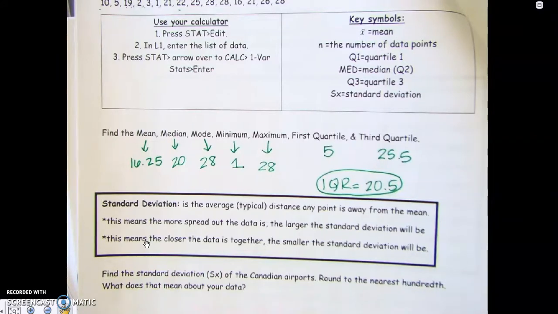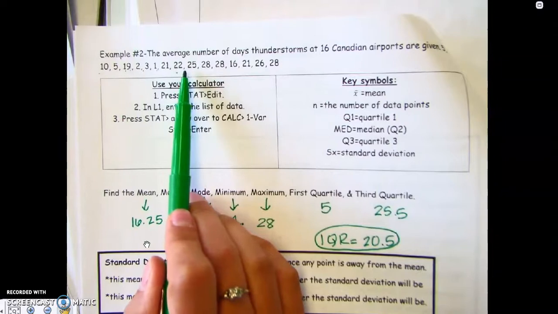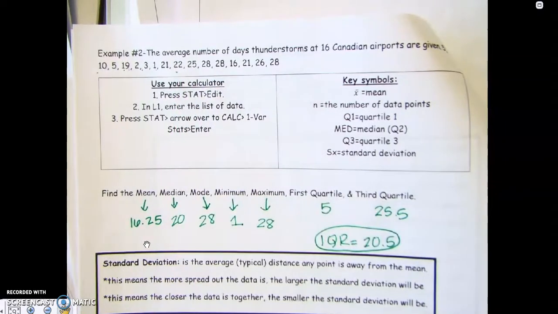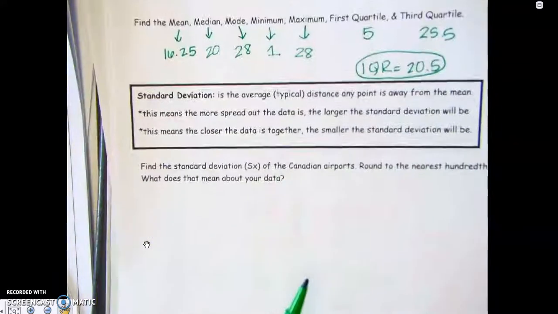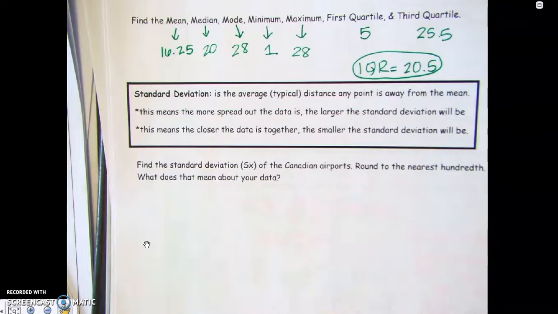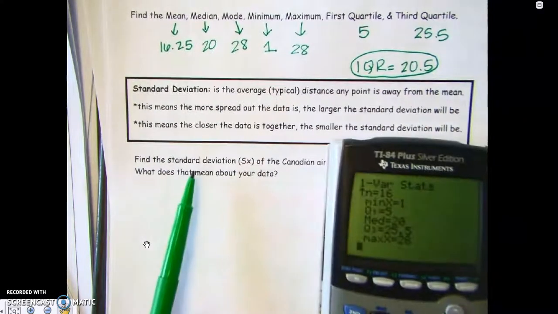So if you have a big number, that means the average distance from your mean is pretty far, which means your data is going to be way more spread out. If your standard deviation is small, that means a lot of your points are clustered together, so they're all closer to the mean. Okay, so then in one-var stats, it gives you the standard deviation as well.